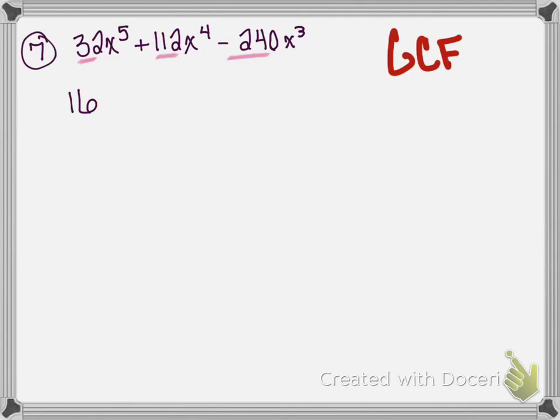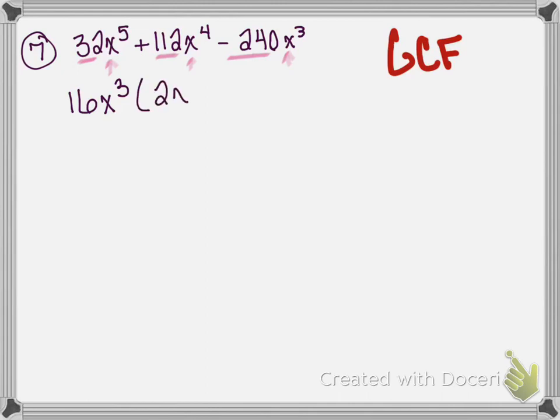So that is a good thing to keep in mind, is you've always got to look for your GCF. Then I am looking for my highest or my lowest exponent. What can I take out of every single one of these? And every single one of these has an x to the third in it. Every single one of them. There's x to the fifth, x to the fourth, and x to the third. So I'm going to take out x to the third from every single one of them.